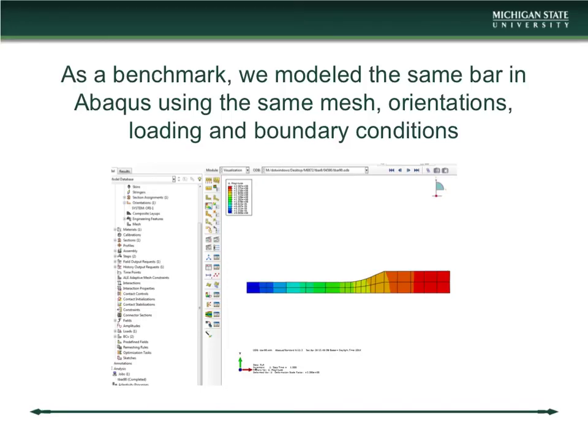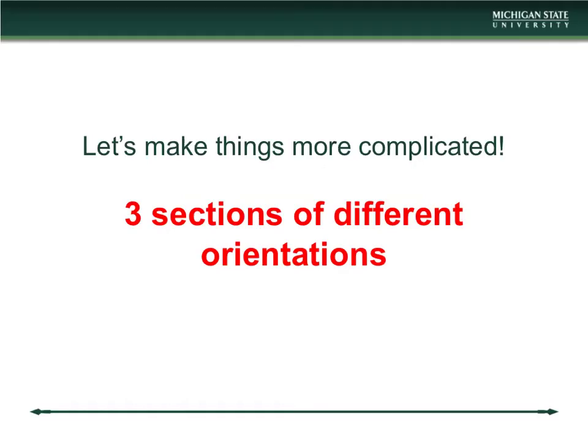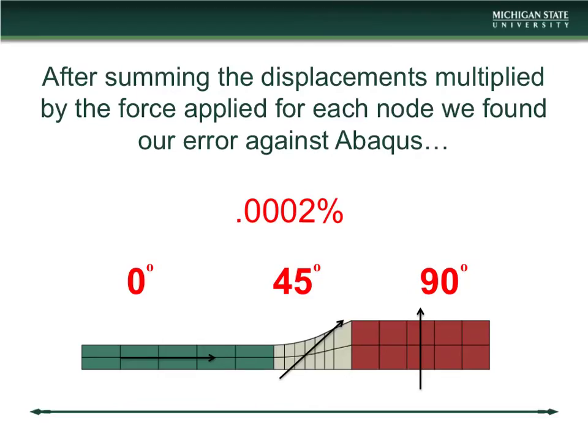As a benchmark, we modeled the exact same thing in Abaqus using the same mesh, orientations, loading, and boundary conditions. What we found was, after summing the displacements multiplied by the force applied for each node, our error against Abaqus was almost zero for all cases. So we went ahead and tried to make things a bit more complicated and used 3 sections of different orientations: 0, 45, and 90. Again, we measured ourselves against Abaqus and we were almost zero.